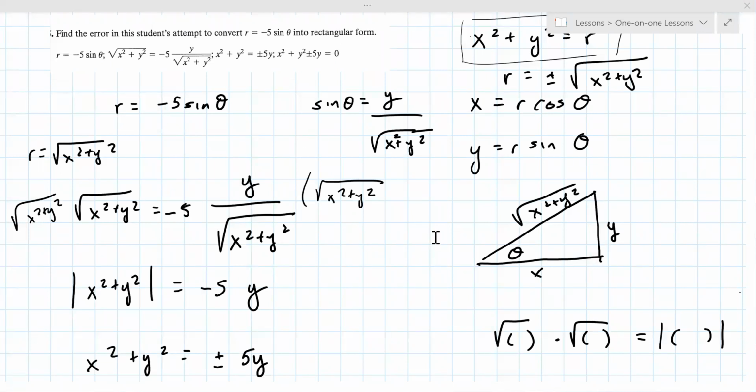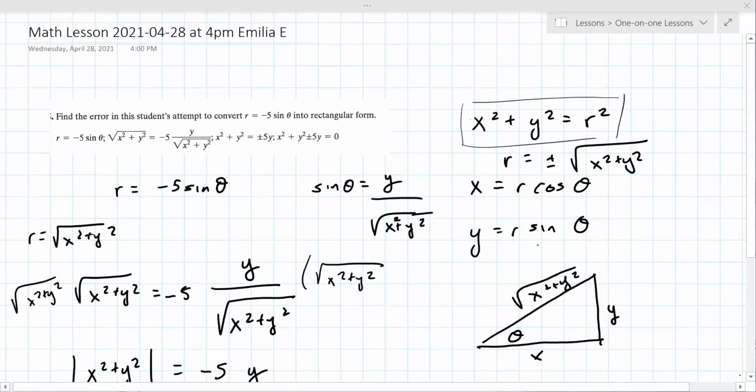I think it's fine. You need to know these conversions and this triangle over here. That has to be very super clear.